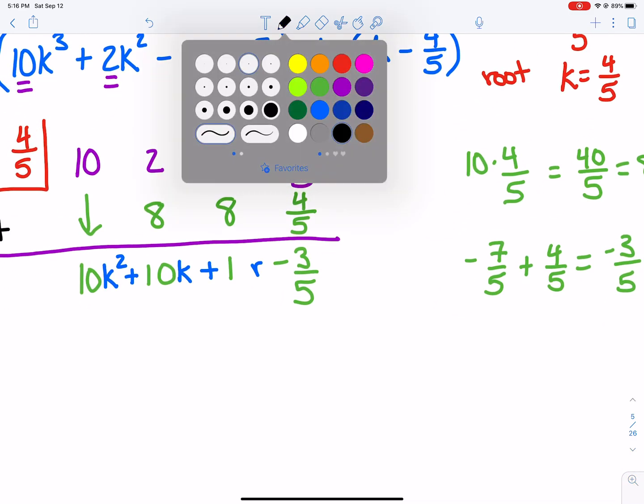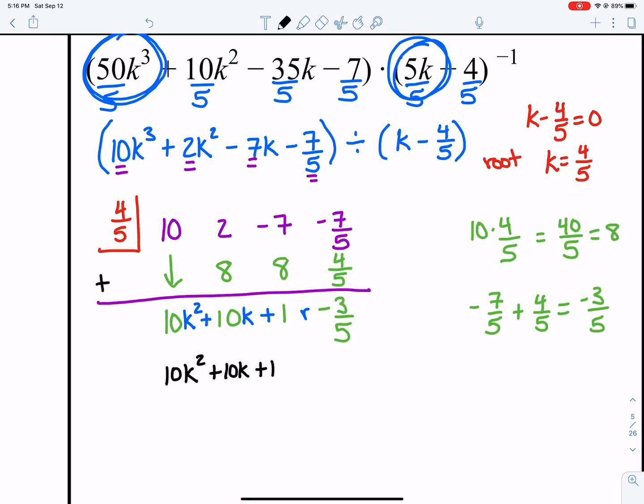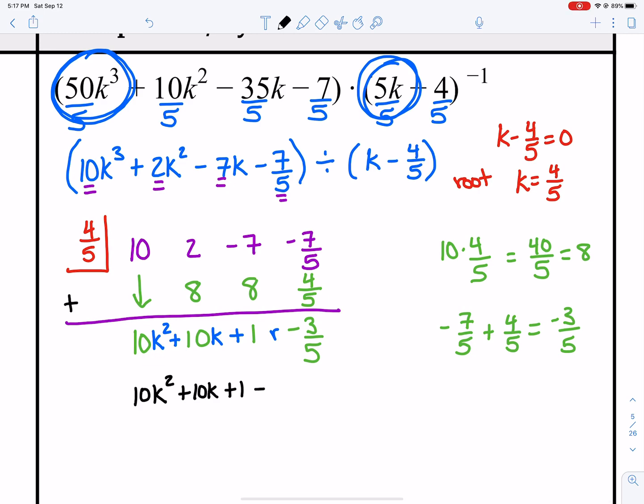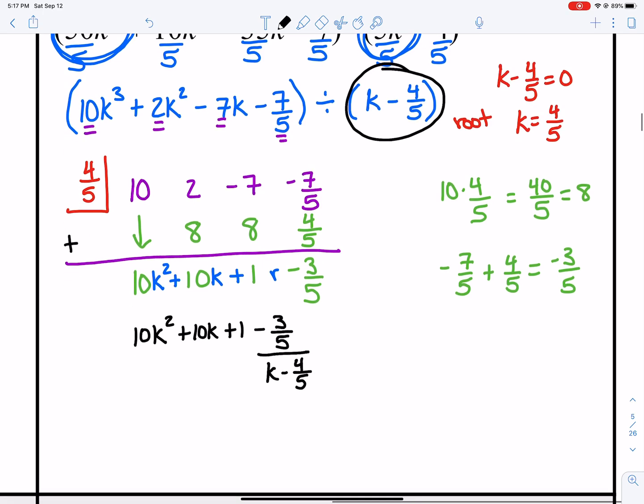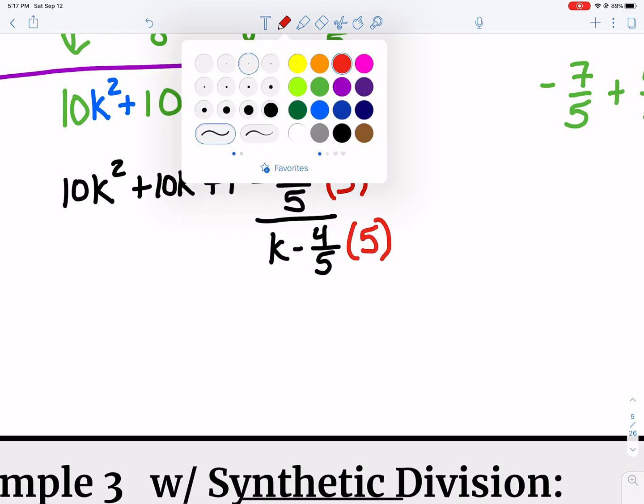Now, there is something we can do to write this in a way that looks a little nicer. So let's put 10k squared plus 10k plus 1. But let's think of -3/5. So -3/5, if we were to take that number and divide it by our divisor, which was k minus 4/5. That looks really terrible because we have divided a fraction by something that has a fraction included. And so all you have to do to clean that up is multiply the top and the bottom by that common denominator of 5. And then it's going to look a lot nicer.